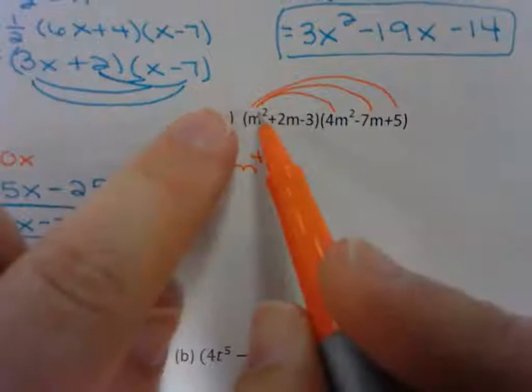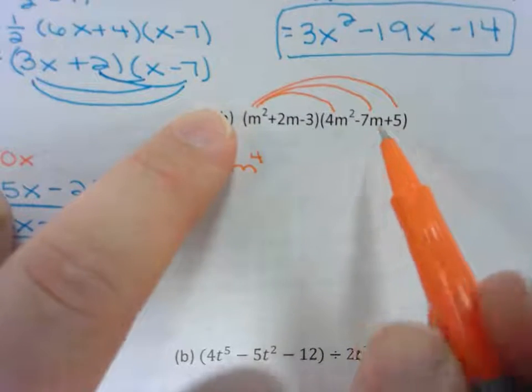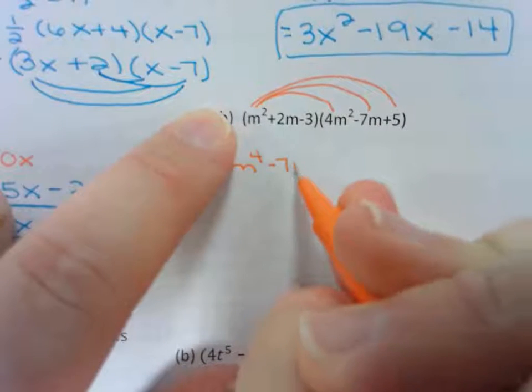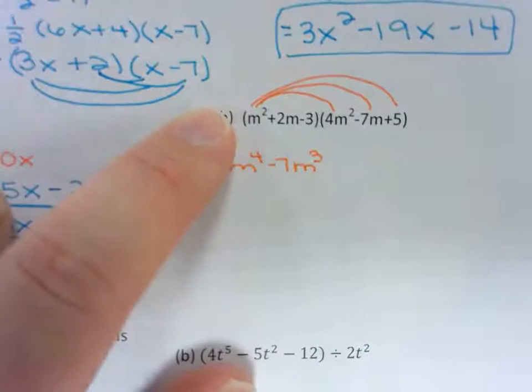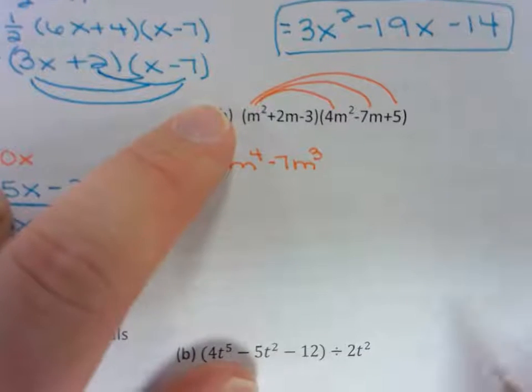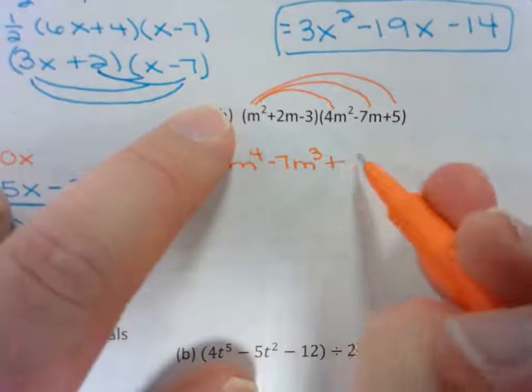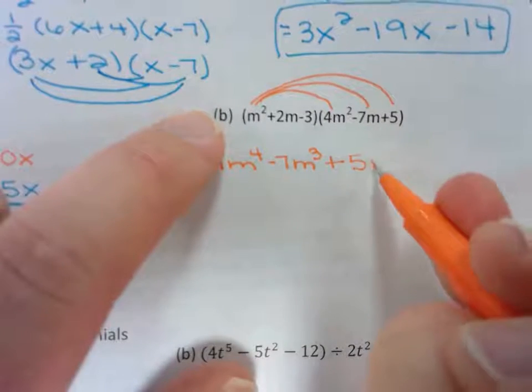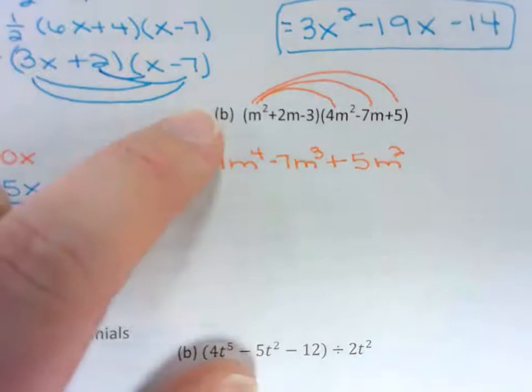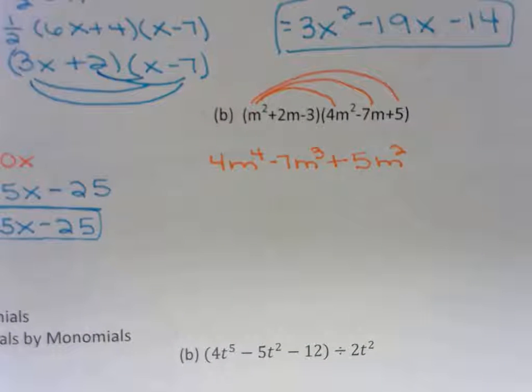M squared times negative 7m. Negative 7m to the third. You've done this before, it's just you're going to have to distribute more than once. M squared times 5. 5m squared. Sorry, 5m squared. So that's the first term in the first parenthesis being distributed through the second. Any questions so far?